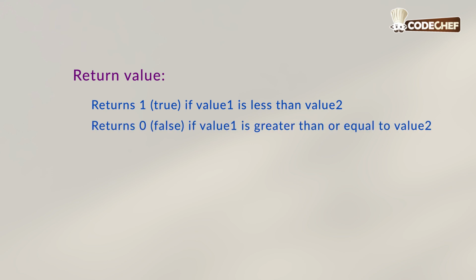The return value for the same is, if it returns 1, which means true, is when value 1 is less than value 2. And if it returns 0, which means false, is when value 1 is greater than value 2.